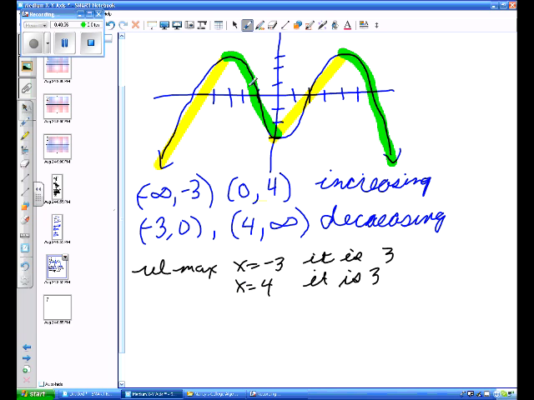Now here we change from decreasing to increasing, so we have a relative minimum. Our relative minimum is at x equals 0, and our relative minimum is -3. So you should be able to tell where a function is increasing, where it's decreasing, and also to find relative maximums and minimums. Now we have a little bit more to look at, and we're going to look at this in the next lesson.